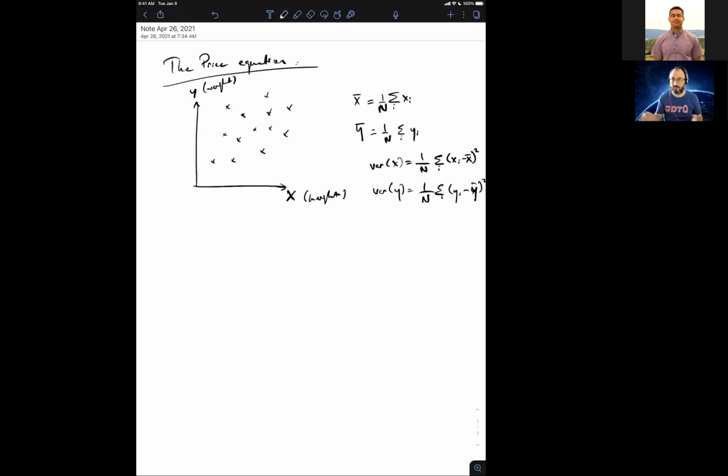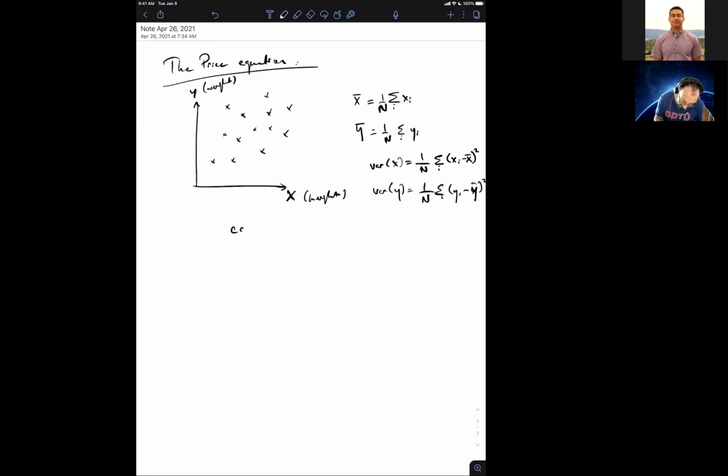Okay, and so on, right? These are all the usual statistical quantities that we know how to calculate. But if you have two variables that you measure about single entities or a collection of entities, these are just single-variable statistics. But you can also look at statistics about the relationship between those two variables.